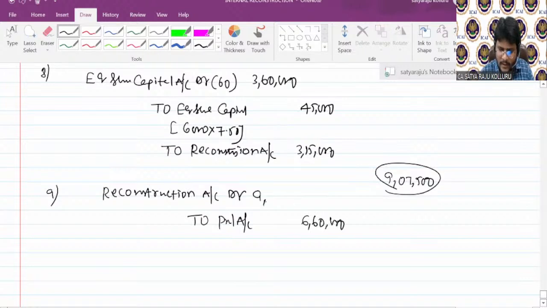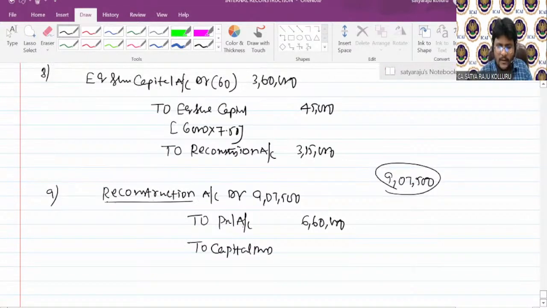The balance here is 9,07,500. Still some balance is left over under reconstruction account, right? That balance you can transfer to capital reserve, guys. So the balance is transferred to capital reserve. After knocking off the P&L account balance, if there is any balance under reconstruction account, you can transfer it to capital reserve, which is 2,47,500. That's it, guys.